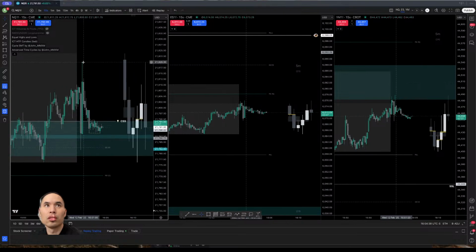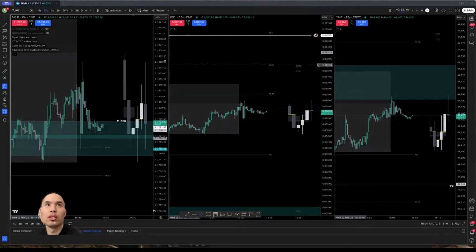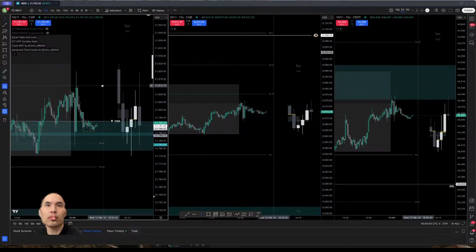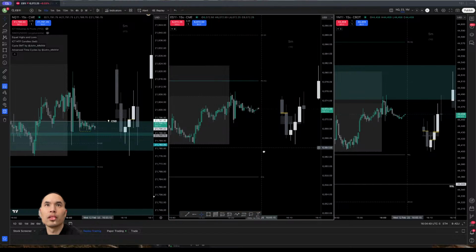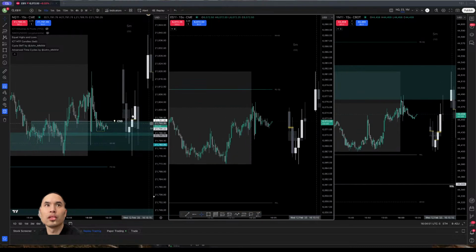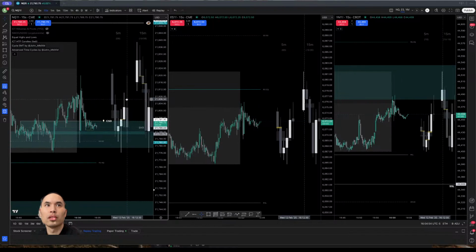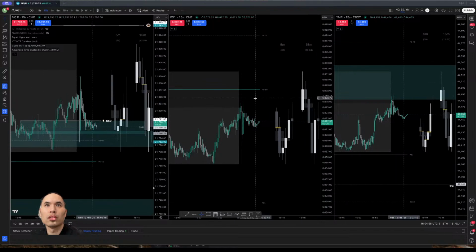Yeah, this is exactly it. We've retraced a little bit, and I'm wondering, are we going to retrace more? And then we continue higher. So how would you know if it's done retracing? What are your thoughts about it? How do you know if we're done retracing?